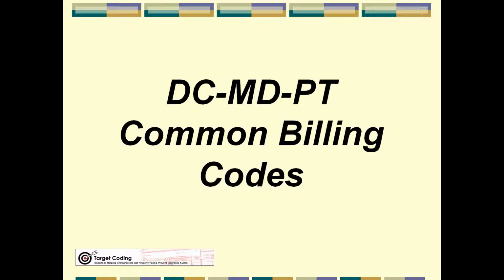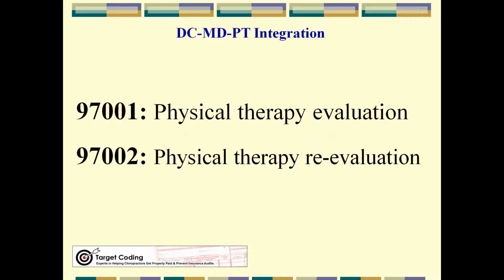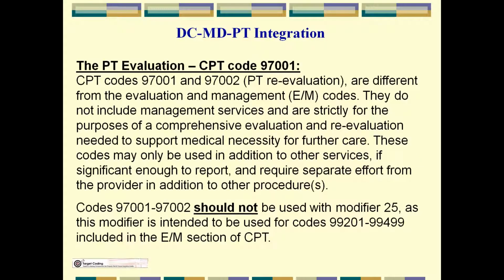So let's go through a few of the most common billing codes. If you bring on a physical therapist, you're going to be billing these. These will be the first codes you bill, 97001, a physical therapy evaluation, and then a reevaluation is 97002. So let's talk about these. CPT codes 97001 and 97002. They're different than E&M codes.